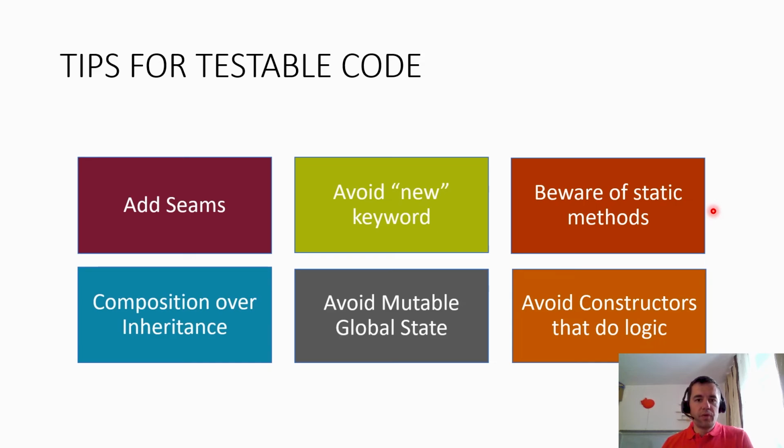Here are some tips for testable code: add seams. This is a place where you can inject the external dependency, through constructor injection, for example. Avoid the new keyword because this creates a strong dependency. Beware of static methods, they are harder to test. We should favor composition over inheritance. Avoid mutable global state because global state is hard to test. And avoid constructors that do logic. The logic should be mostly in the methods.